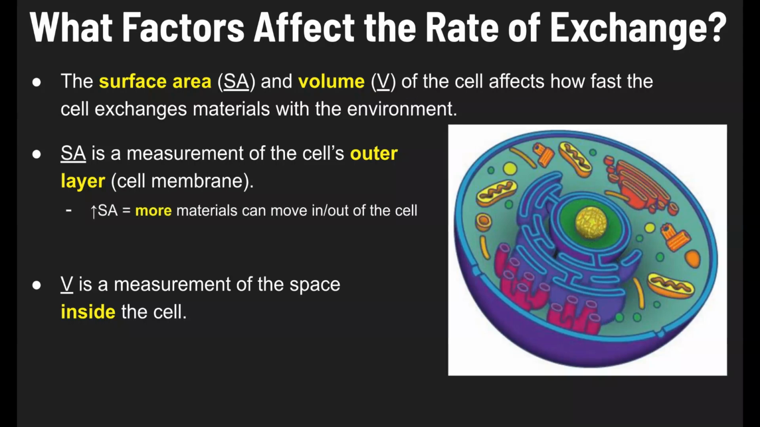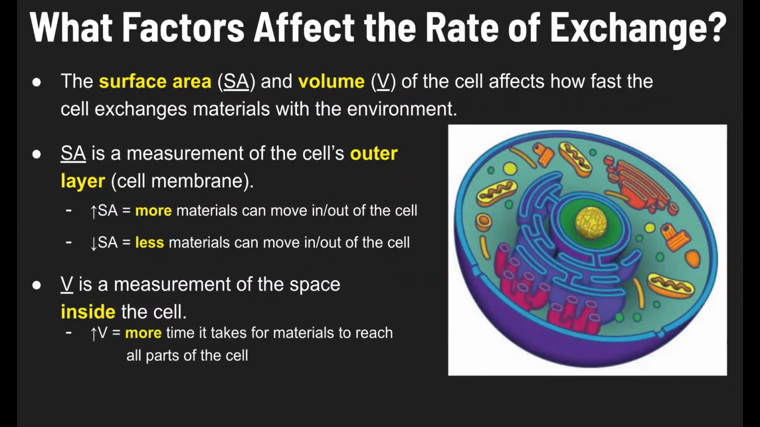All right, so starting with surface area. An increase in surface area means that more materials can move in and out of the cell. So if a cell has a larger surface area, then more materials can move in and out of it. If a cell has smaller surface area, then less materials can move in and out of it.